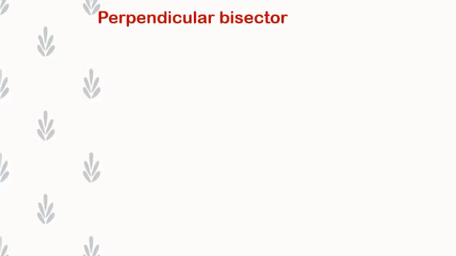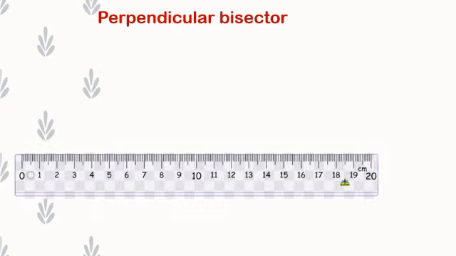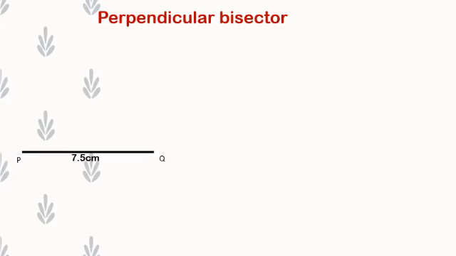Now we are going to learn about the construction of perpendicular bisector. Students, get ready with compass, ruler and pencil. Okay, ready? Then let's start. First, draw a line segment with a particular length. Let us take 7.5 cm. Okay. Then give the name PQ.